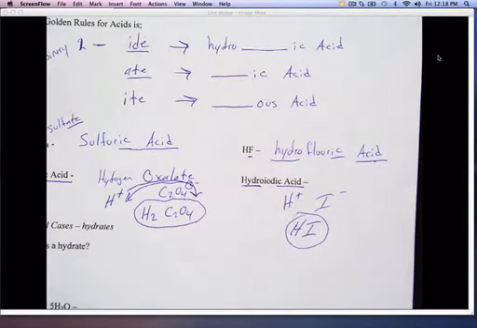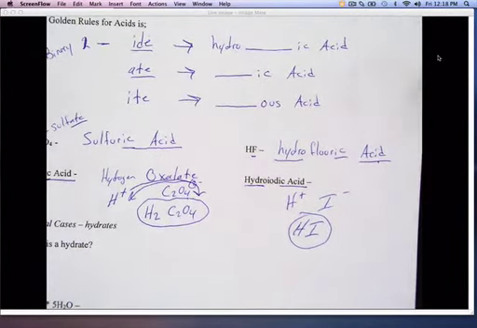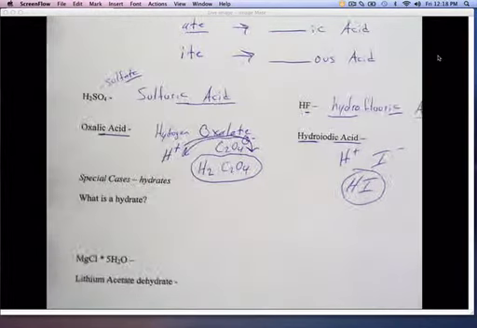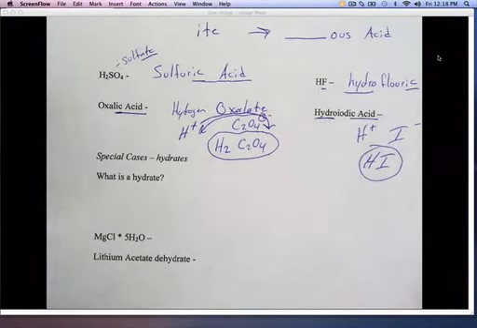All right. The more you work with these rules, the easier it gets. I just went through a couple examples. We'll do plenty in class to hopefully get you on the right path. All right. So there's your acid cases. Now let's talk about another special case, which are called hydrates.